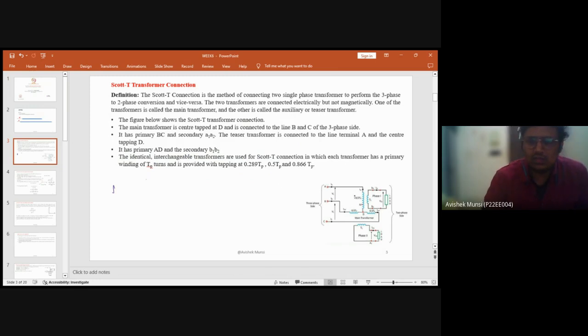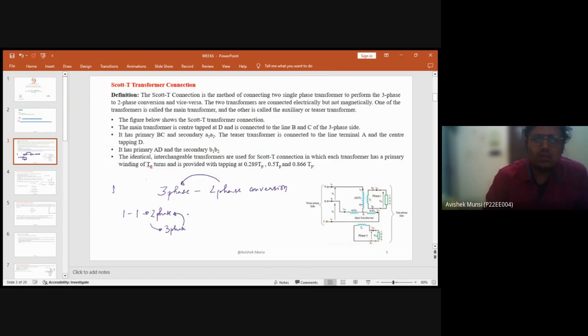You will see that two single phase transformers are connected in such a manner that it behaves like a three phase to two phase conversion. Or it can operate from two phase to three phase also, because we are using two single phase transformers. So basically it has two phases and you are converting that into three phase. So you can convert three phase to two phase and two phase to three phase.